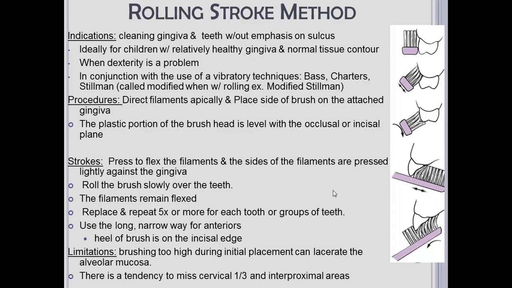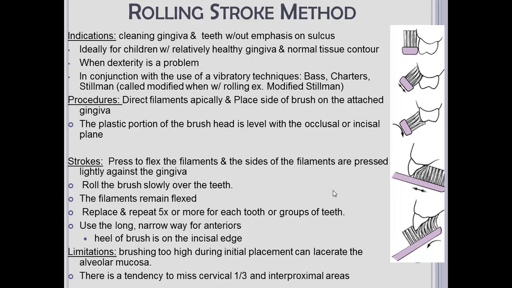So the next method is the rolling stroke, and this is basically when you want to clean the gingiva and the teeth without emphasis on the sulcus, so maybe not necessarily a periodontal problem. This is ideal for children that are relatively healthy, and it's obviously not for really young children, but it can be a step up once their dexterity improves. It can be used in conjunction with other types of toothbrushing methods.